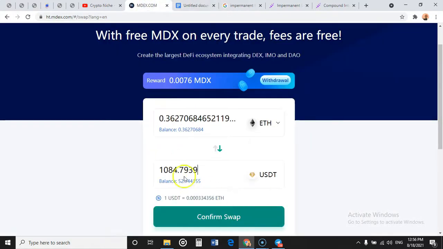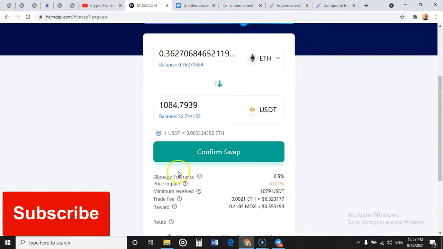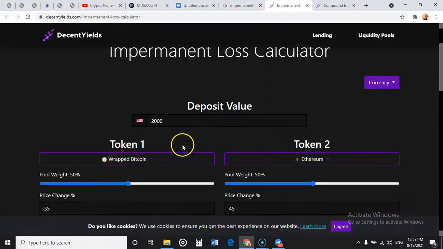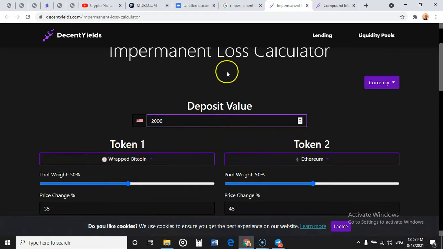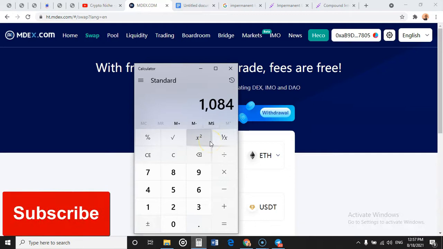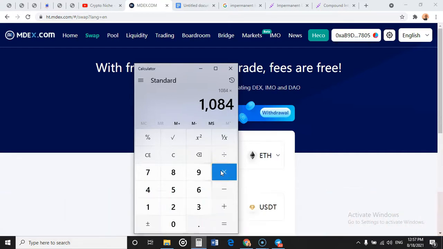So now we're going to come here. If I confirm this, it means that I want to sell this to Ethereum. So that's why we are here. So this tool is something that is going to benefit you a lot. Now let's assume that we are providing liquidity with something like ×2 of this number. Let me say 1084. So I'm going to come here, launch the calculator, and say 1084 times 2 because there are two assets in this pair, the Bitcoin and Ethereum pair. So multiply by 2. So we're going to be providing liquidity with over 2,000 USDT.